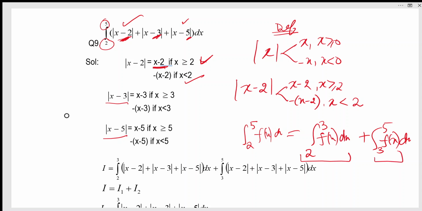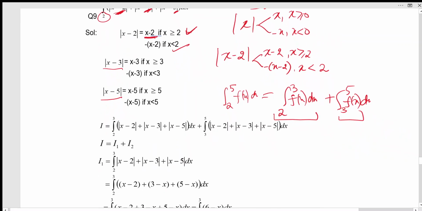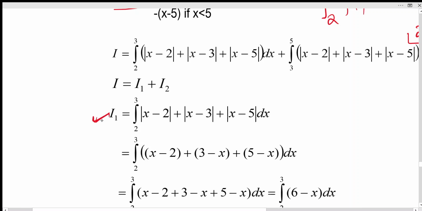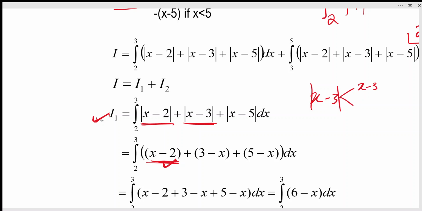Now for 2 to 3, let's see the signs. When it is from 2 to 3, that means x is less than 3 and greater than 2. So x minus 2 will be positive because x is greater than 2. Now x minus 3: I'm just giving you one example over here. x minus 3 will be positive when x is greater than or equal to 3, and negative when x is less than 3.